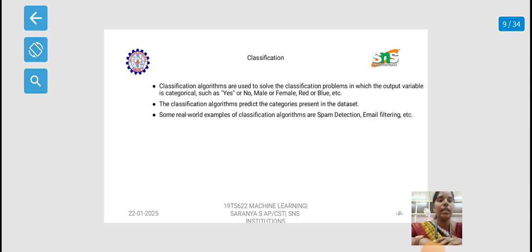Next, we continue with the classifications of supervised learning. Classification algorithms are used to solve classification problems in which the output variables are categorical, such as yes or no, male or female, red and blue, etc. The classification algorithm predicts the categories present in the dataset. Some real world examples of classification algorithms are spam detection, email filtering, etc.